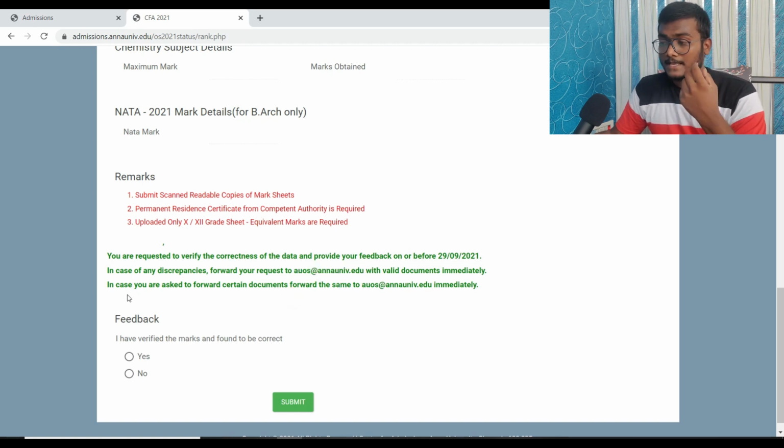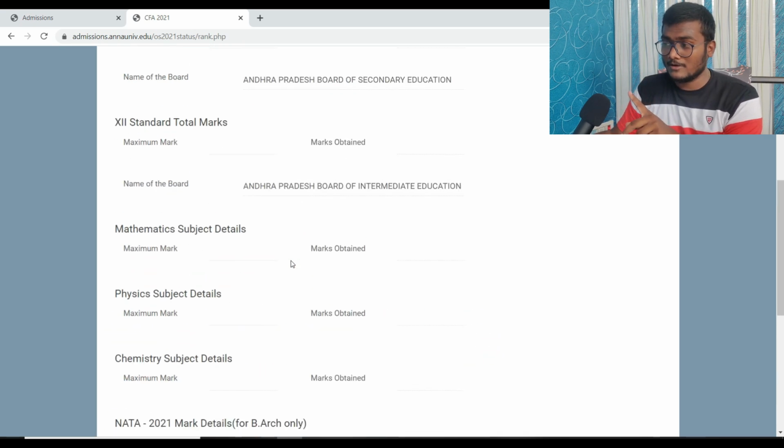If in case you are asked to forward certain documents, forward the same to AUOS at ANNAUniv.edu immediately. And in case of any discrepancies, forward your request to the given mail. So if you have any doubt also, you can mail them and ask. Related to that, I will show you a mail.